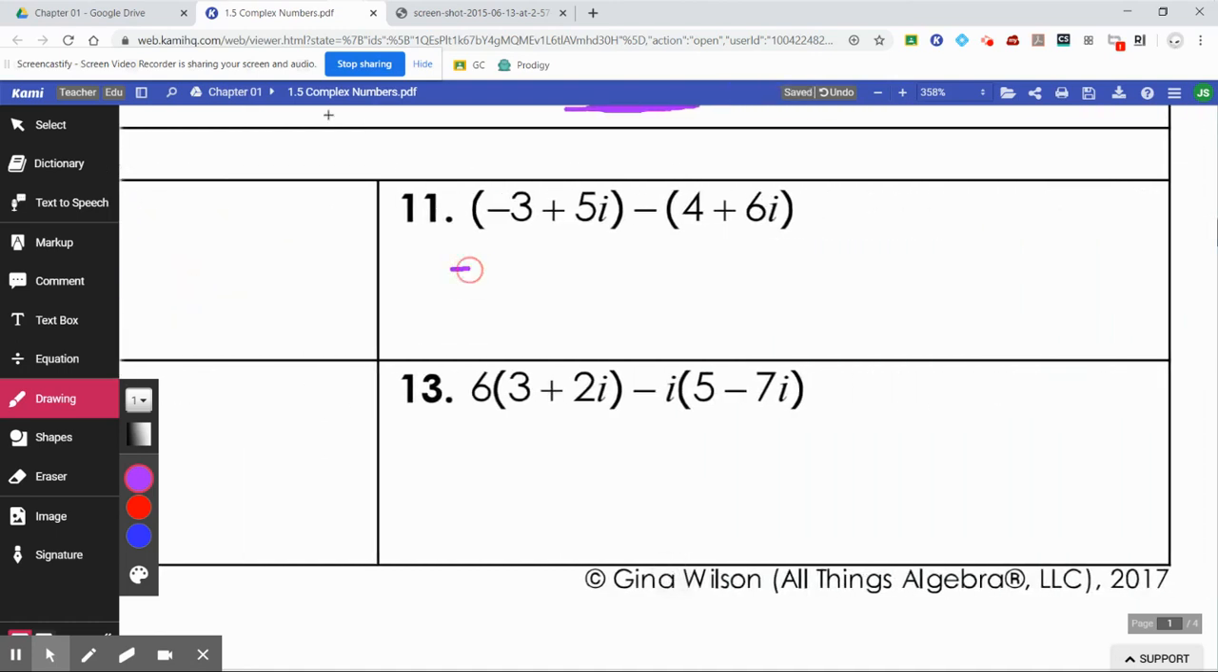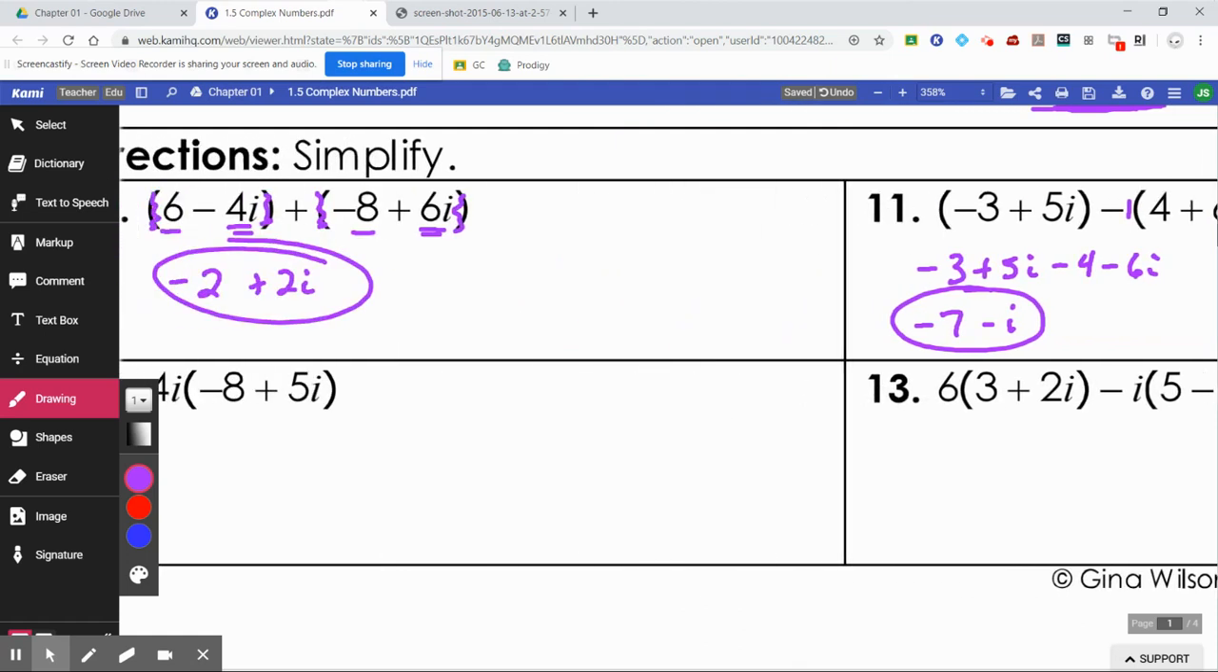To subtract, negative 3 plus 5i, the second set of parentheses, you distribute the negative 1. That'd be a negative 4 minus 6i. And then you, again, just combine like terms. Negative 7 minus 1i. And you're done.